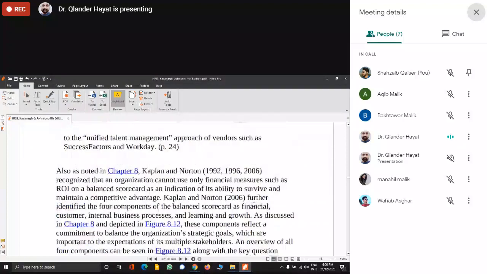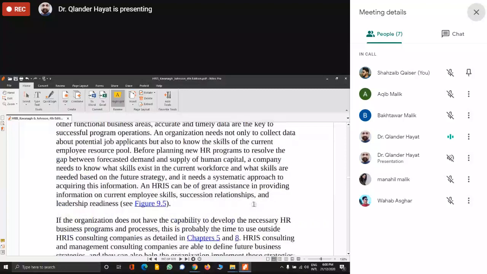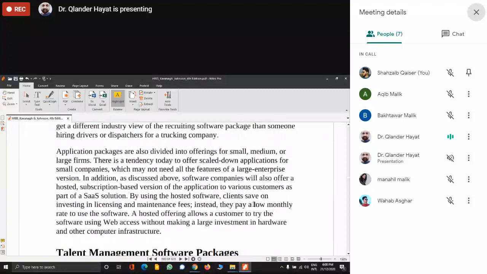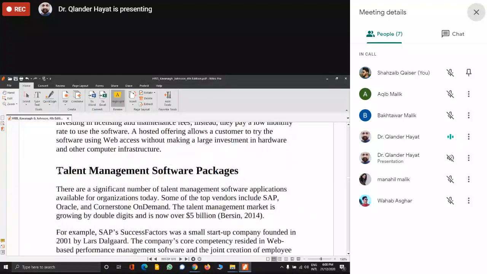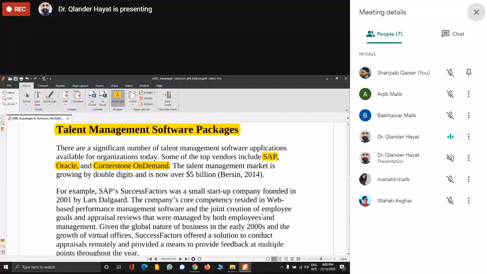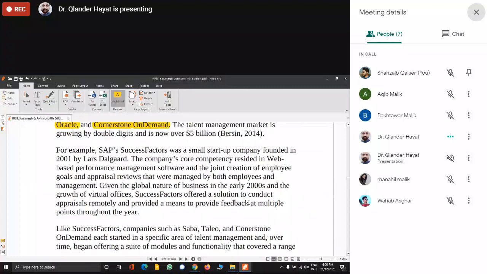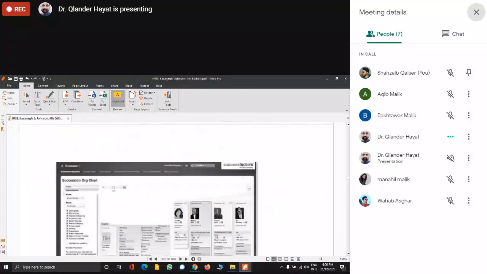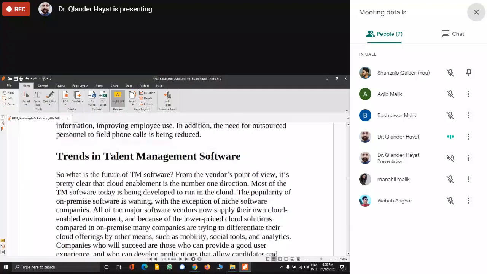The other important thing for this chapter is related to talent management software packages. There are certain packages. For example, I have told you that SAP is very important. There are others: Oracle, Cornerstone, On Demand. These are software which can perform talent management processes effectively and efficiently. So these are certain examples of such software.